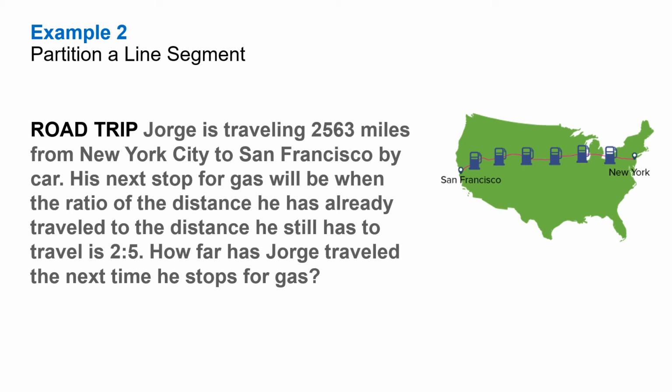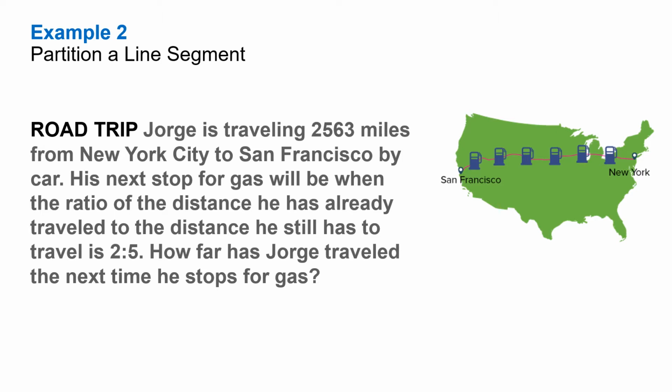Road trip. Jorge is traveling 2,563 miles from New York City to San Francisco by car. His next stop for gas will be when the ratio of the distance he has already traveled to the distance he still has to travel is 2 to 5. How far has Jorge traveled the next time he stops for gas?